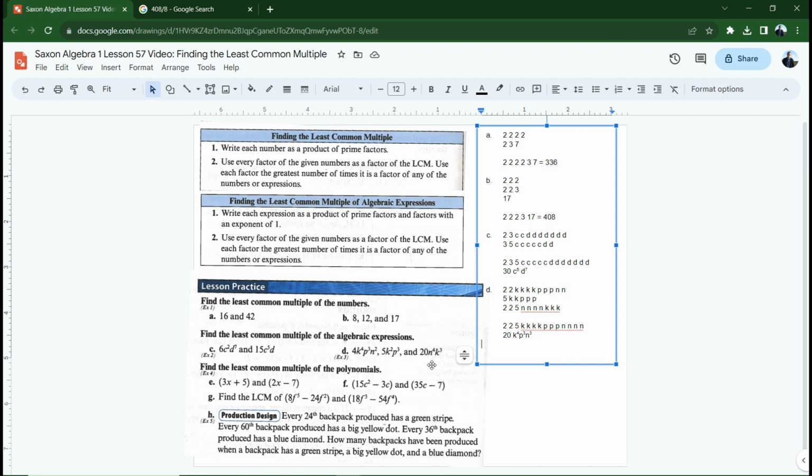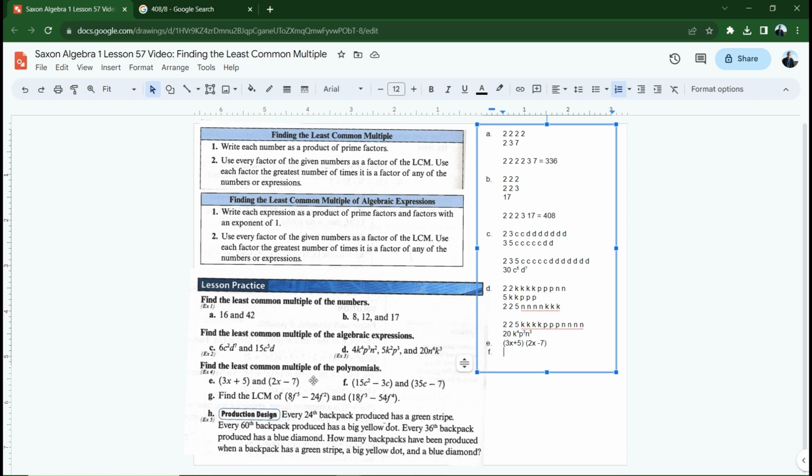So the least common multiple of 3x plus 5 and 2x minus 7 is just 3x plus 5 times 2x minus 7. If you multiply the expressions together, that is the least common multiple. Okay? Letter F is a good one for making sense of this on a little bit of a deeper level.